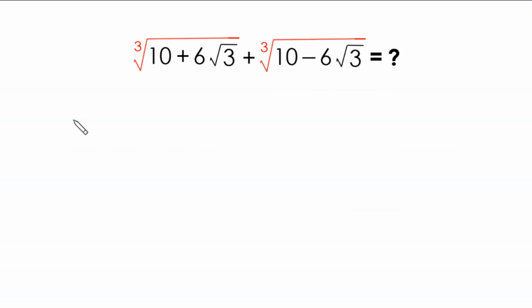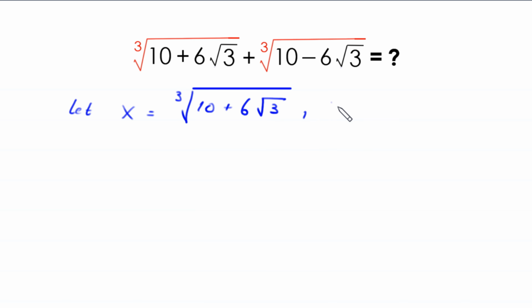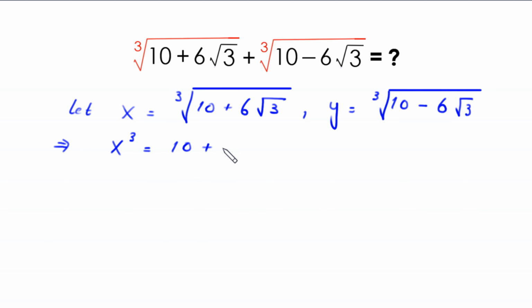So let's start. First we suppose that x is equal to cube root of this expression 10 plus 6 times root 3, and we suppose that y is equal to cube root of this second expression 10 minus 6 times root 3. If we take a cube of both sides of this equation, this implies that x cubed is equal to 10 plus 6 times root 3. And if we take a cube of both sides of this equation, this implies that y cubed is equal to 10 minus 6 times root 3.